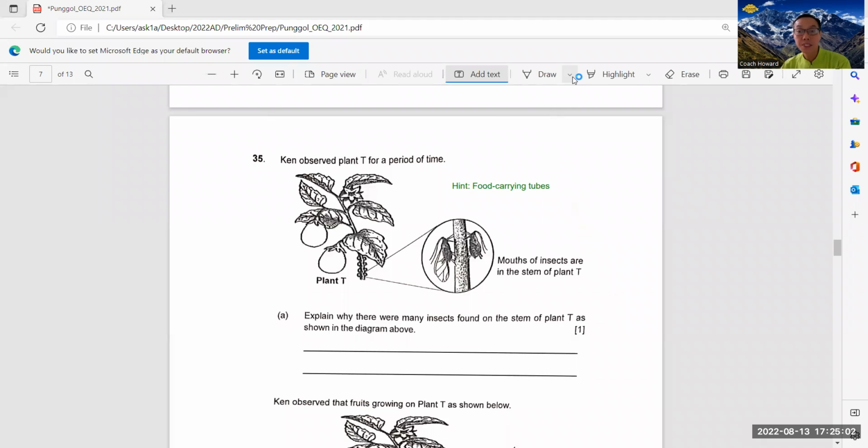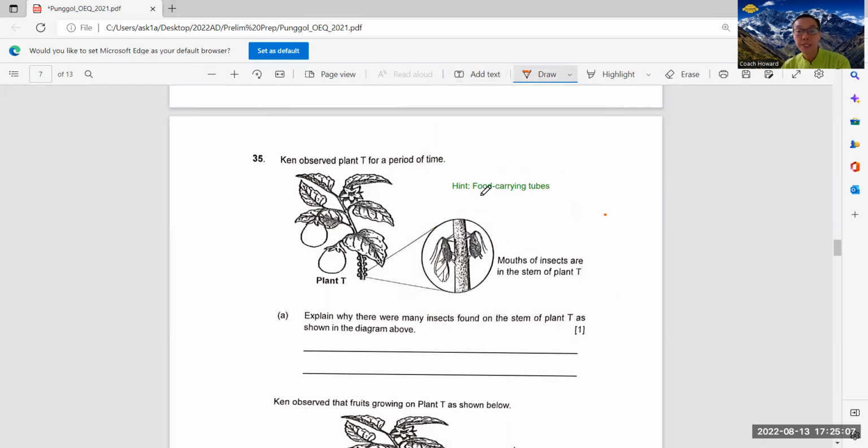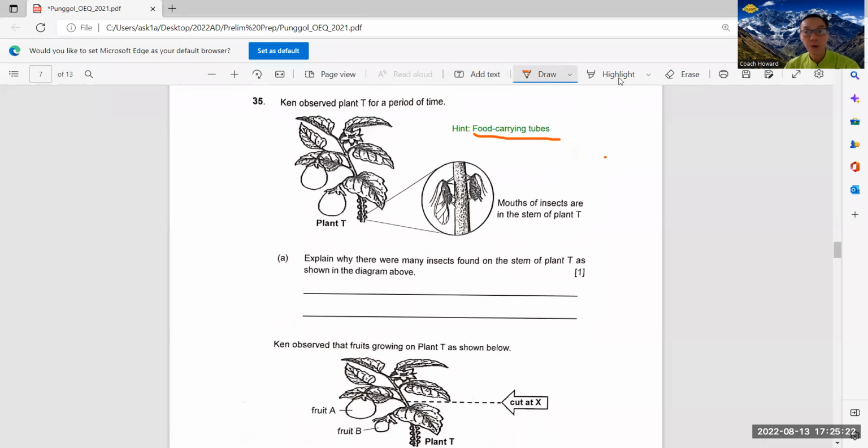Okay, let us examine this question, which I put a hint here as you notice. Hint: food carrying tubes. Okay, can observe plant T for a period of time. Explain why there were many insects found on the stem of plant T as shown in the diagram. So you know they're actually feeding on something. What are they feeding on? Of course, they are feeding on food.